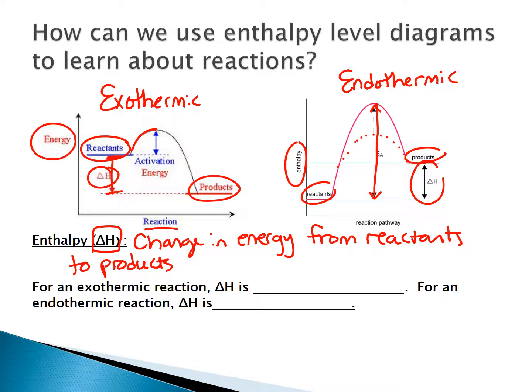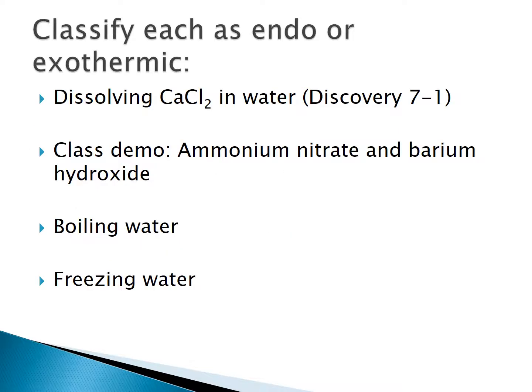Now, when we talk about enthalpy, we want to represent it as negative or positive. So for an exothermic reaction, the change in enthalpy is negative because it's giving off energy. And for an endothermic reaction, delta H is positive. Okay, now these are just some examples of endo and exothermic reactions. We did calcium chloride and water in Discovery 7.1, and the beaker felt warm, so this was exothermic. During this discussion, we did a demo. The beaker felt cold, so that means it's endothermic because it's taking energy from the surroundings, including your hand.